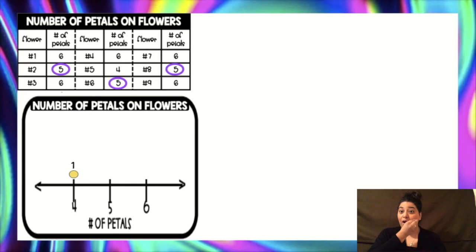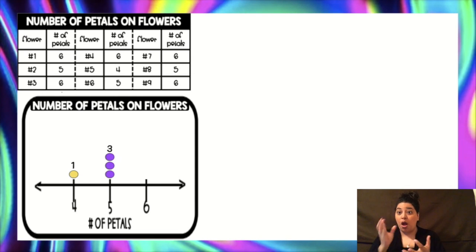Now we are looking for the flowers that have 5 petals, and it looks like there's only 3 flowers that have 5 petals. Flower number 2, number 6, and number 8. So let's go ahead and put that on our dot plot. We have a total of 3 dots, and we're going to label it, okay?